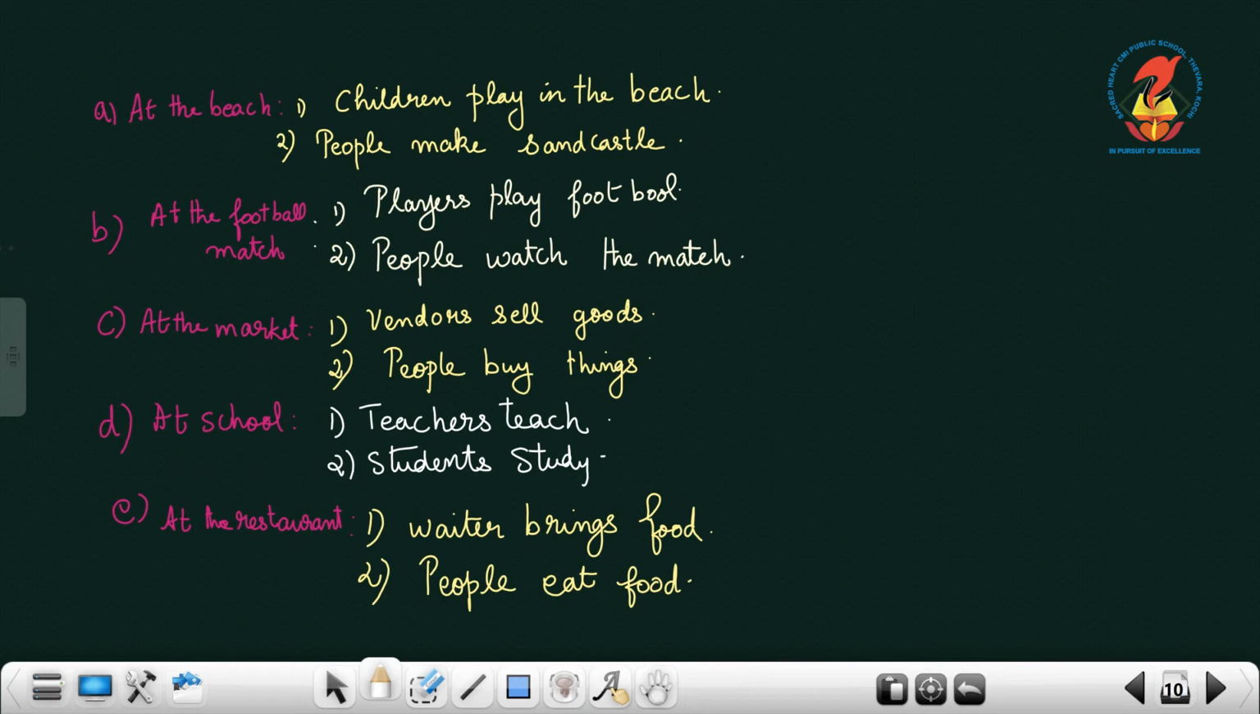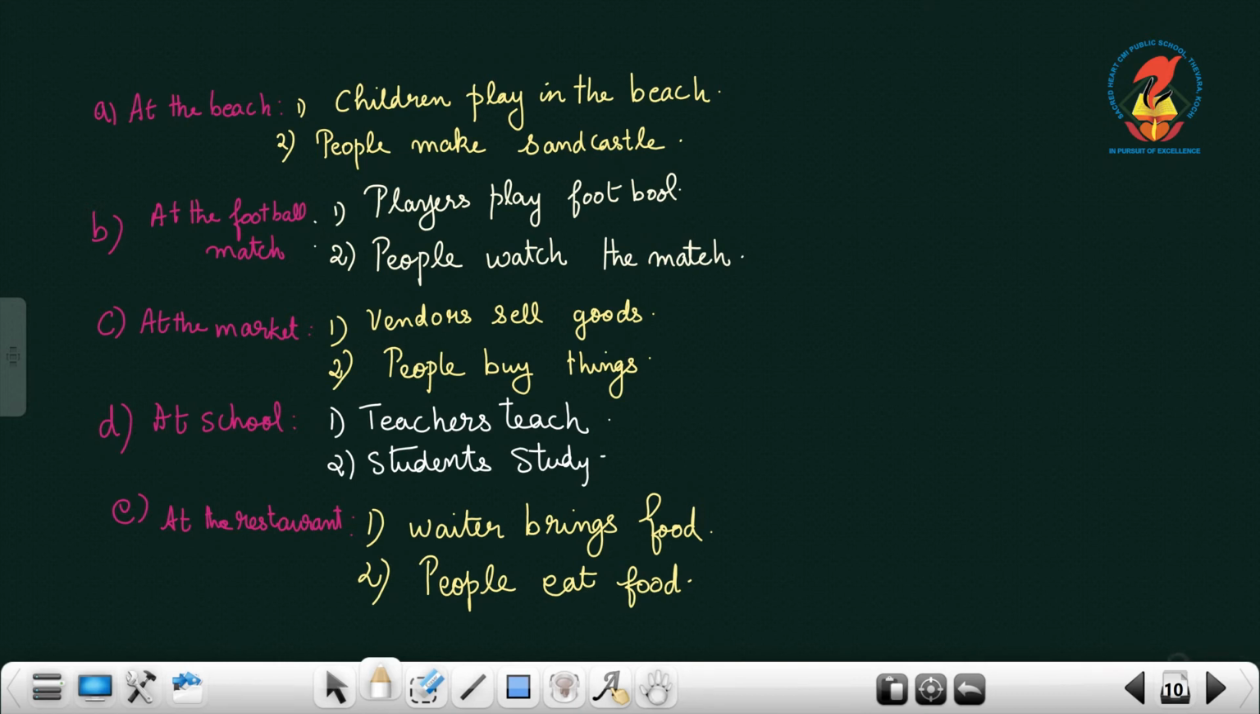At the beach, what all things we do? Actually, if it is children, they play in the beach. Adults also play, you can write anything. People or children, you can write anything. Children play in the beach. And the second action is, people make sand castles. There are so many other things that we do in the beach, like flying kites or anything. So you can write whatever, no problem. So two I have written, like that you have to write. So children play in the beach, people make sand castles.